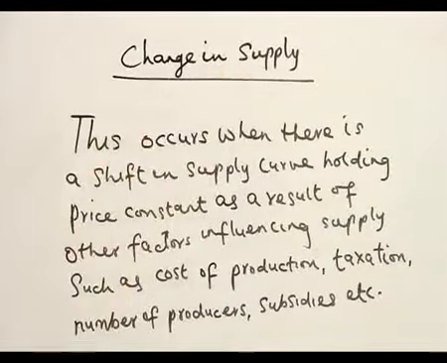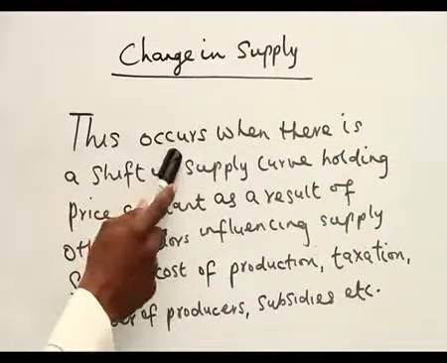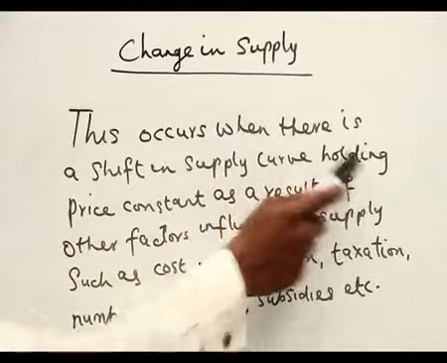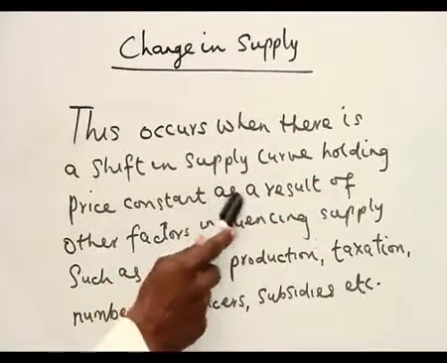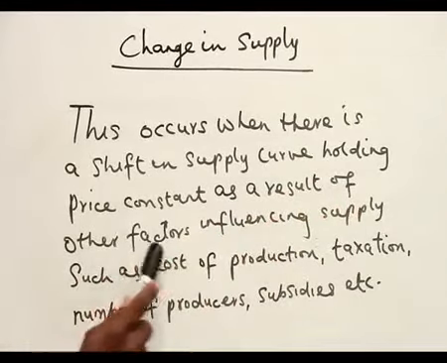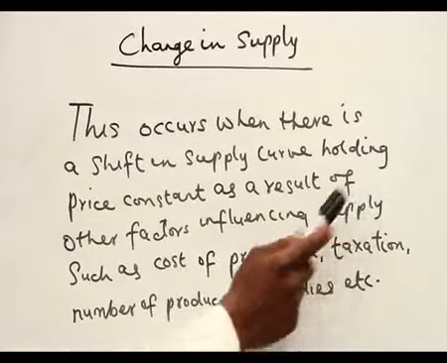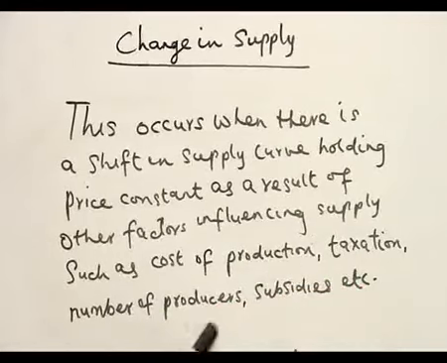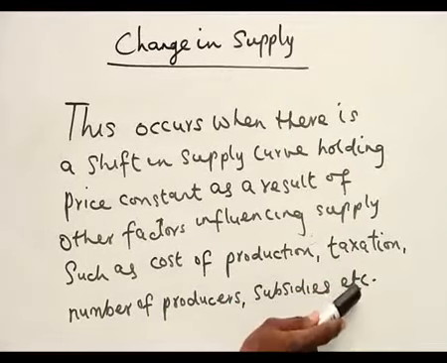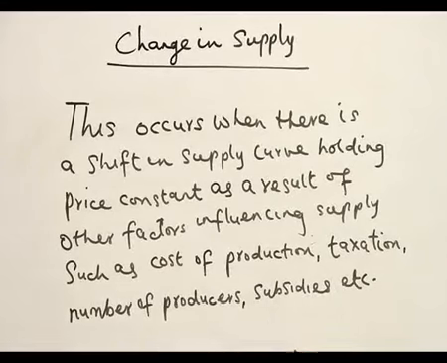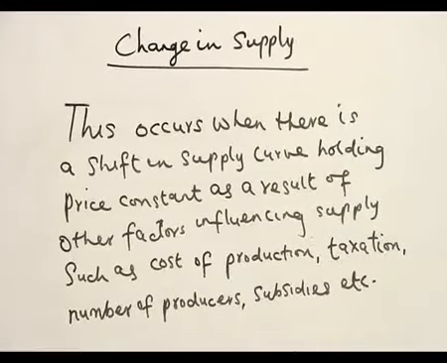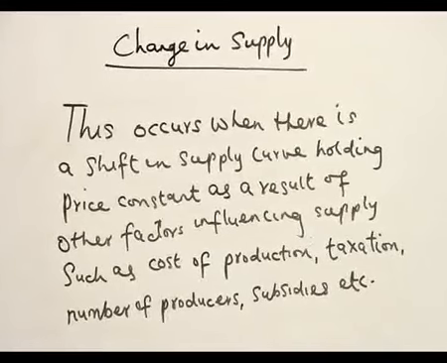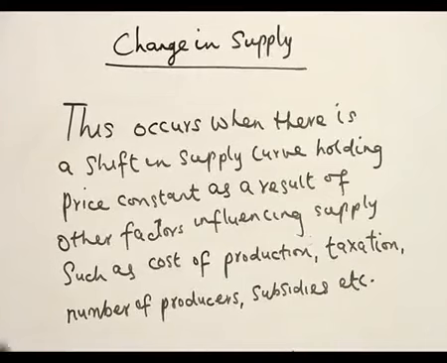Change in supply. This occurs when there is a shift in the supply curve, holding price constant, as a result of other factors influencing supply, such as cost of production, taxation, number of producers, subsidy, etc. When we are talking about change in supply, we are holding the price of the commodity in question constant, looking at other factors affecting supply.